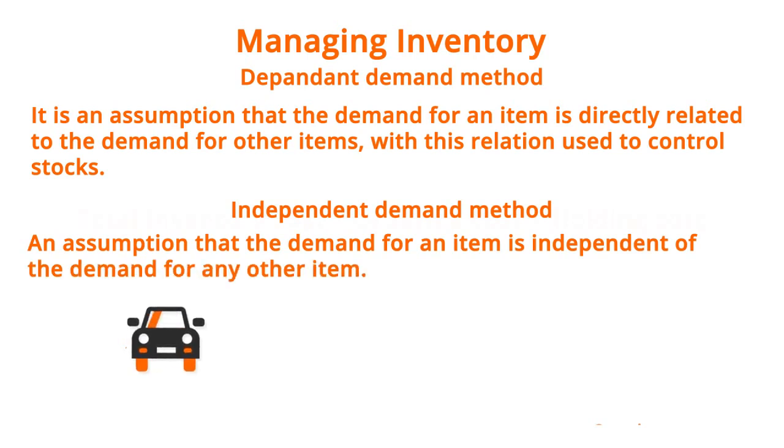Let's take the example of a car. The car, as finished good, is produced and held in inventory as independent demand item, while the raw materials and components used in the manufacture of the finished good, which is the car, derives its demand from the demand for the car and is hence categorized as what? Dependent demand inventory.